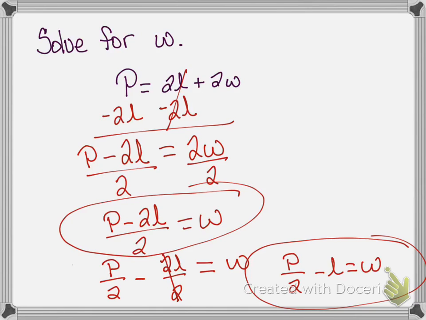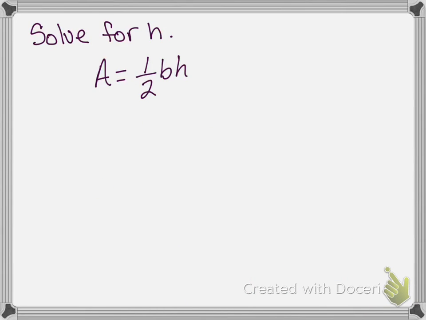Okay? Can we go to the next one? Okay. Solve for H. Solve for H. Now this one, we've got a fraction. We have B and we have H. So we have to get rid of that fraction.